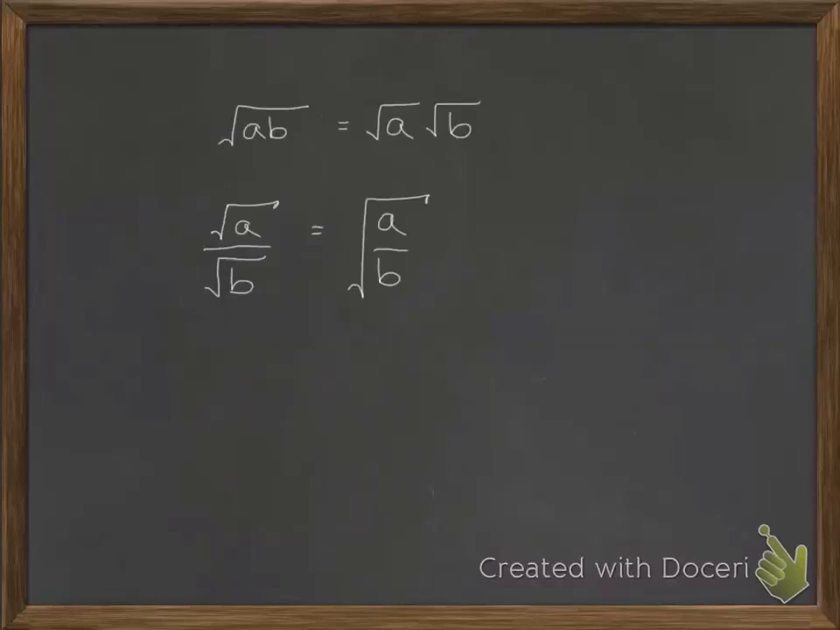Let's begin. So remember, we have this property that the square root of ab is equal to the square root of a times the square root of b. And remember, this actually works with any root, where n is equal to 2, 3, 4, and so forth. Well, we have the same property with division. So we can say that the square root of a divided by the square root of b is equal to the square root of a over b. And again, we can apply this to not just the square root, but any root that we want to.